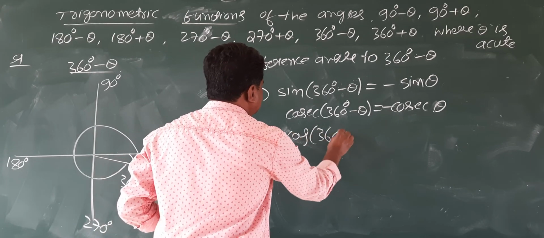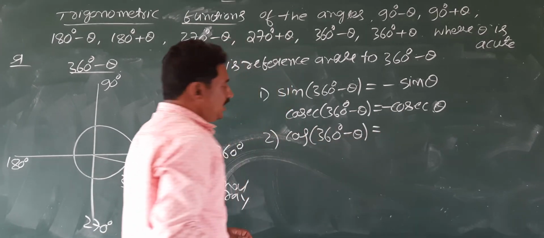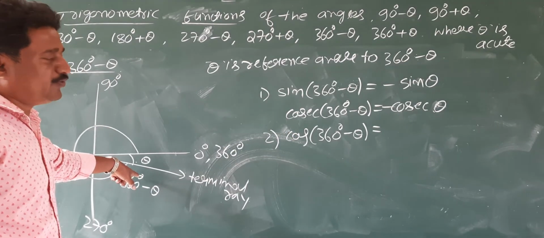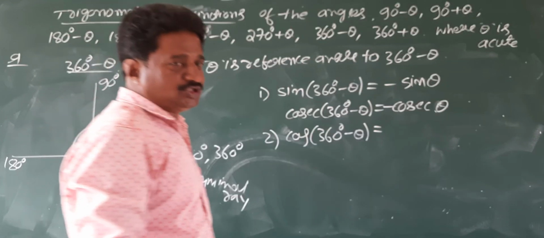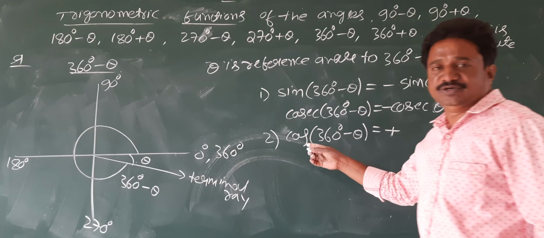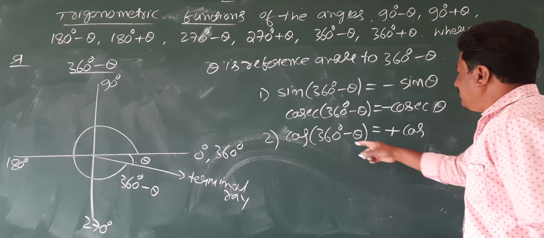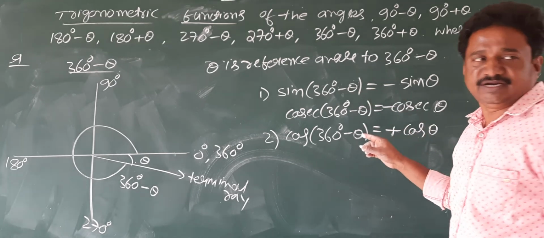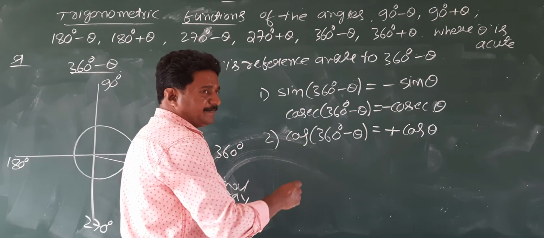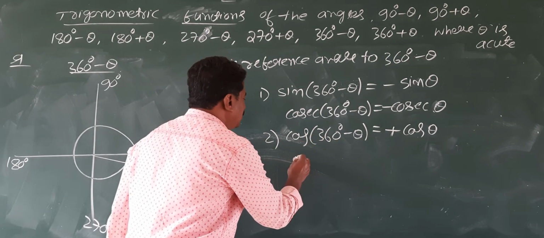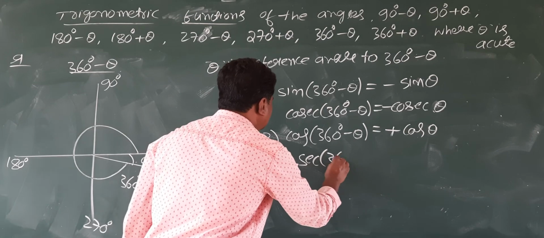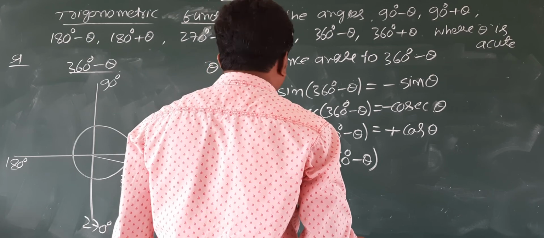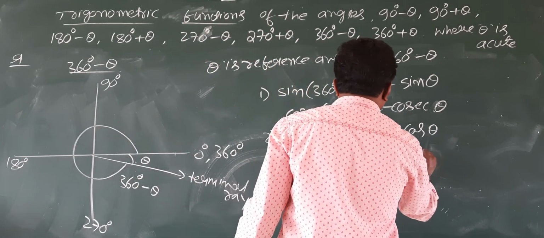Second one, cos 360 degree minus theta. Again, which quadrant is that? Fourth quadrant. 360 minus theta belongs to the fourth quadrant. In the fourth quadrant, cos is positive. All cos values must be positive. Write the cos as it is. Tell me the angle related to 360 degree minus theta. Theta. Cos 360 minus theta is cos theta. Reciprocal of cos is secant. So 360 degree minus theta is secant theta.